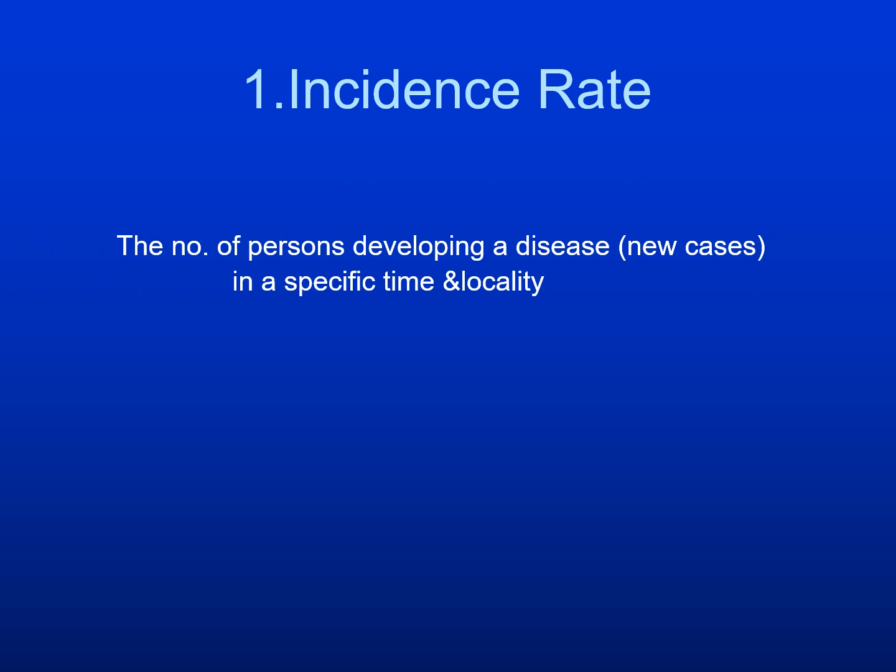The incidence rate. The incidence rate is the number of persons developing a disease, new cases, in a specific time and locality. By the word developing, I mean they are surely new cases and they weren't suffering from the disease under study before, divided by the population at risk multiplied by 1,000. By the word population at risk, I mean those who are susceptible to the disease. So they must be not vaccinated or not having the disease originally, and they are completely susceptible for the occurrence of the disease.